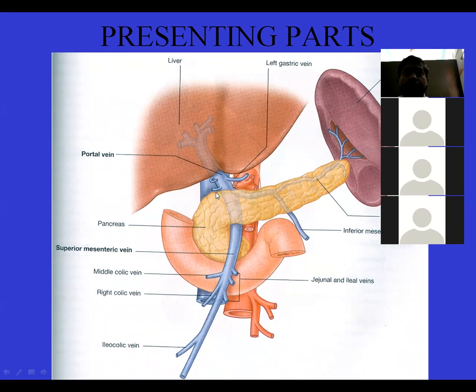The superior border is related with the first part of the duodenum. The right lateral border is related with the second part of the duodenum, and the inferior border is related with the third part of the duodenum. It is very easy to remember the relations of the borders: superior is the first part of the duodenum, right lateral is the second part, and inferior is the third part. It is very important, because the head is present in the concavity of the duodenum, and that's why you can remember these relations.